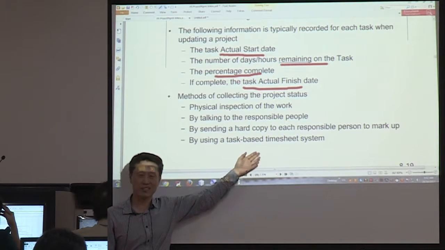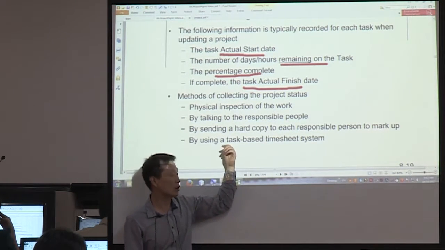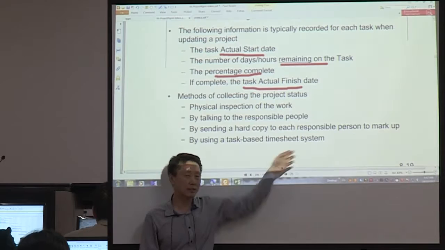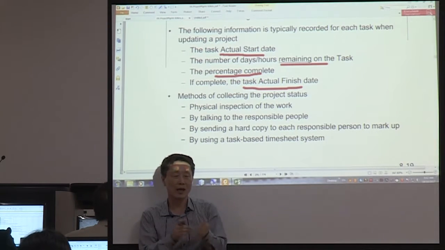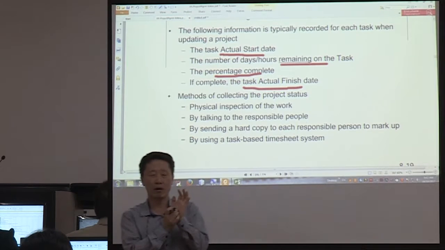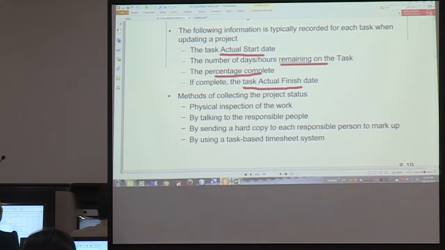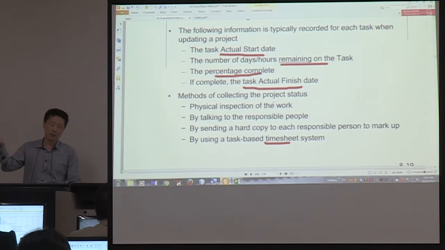Or you can use some system. What we usually call the timesheet system. It means the team members will enter work hours per task, so that those hours will be automatically collected by the system. So you don't need to do any collection work. That is what we call the timesheet system. Some of the companies are using this system, so the progress will be automatically collected.